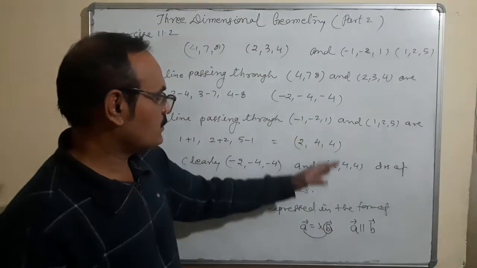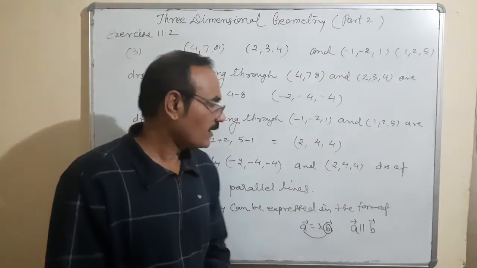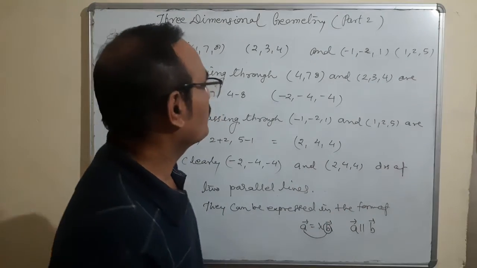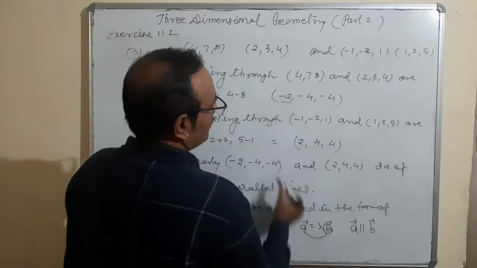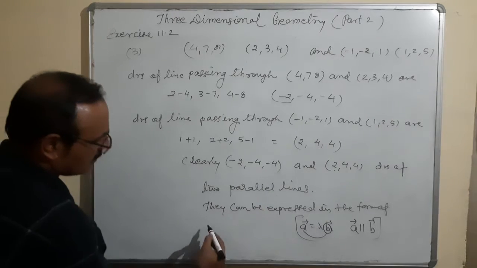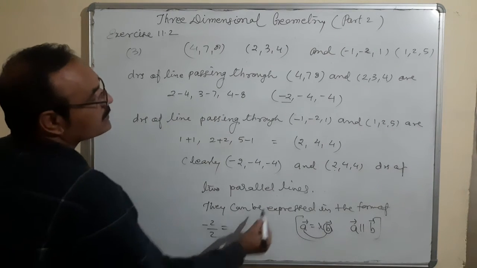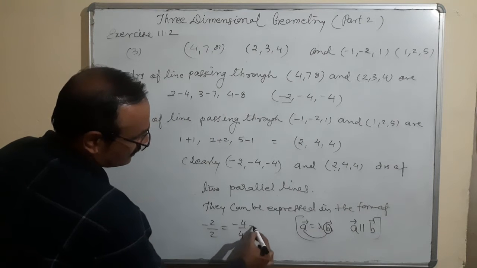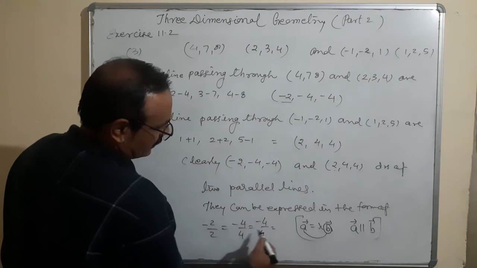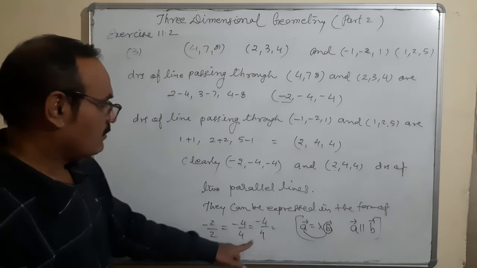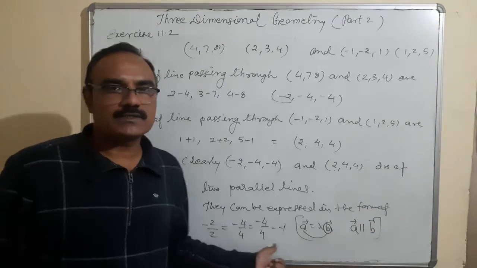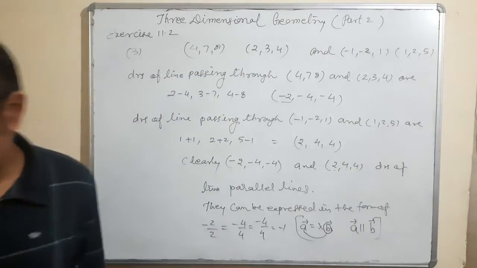Got it? A is the first, B is the second, right? Or the condition I told you, A1 upon A2, B1 upon B2 and C1 upon C2, like this. -2 upon 2 can be expressed in the form of, rather than writing this, you can write like this. -2 upon 2 is equal to -4 upon 4 is equal to -4 upon 4. And all the terms are same, -1, -1, -1. So that means they can be expressed in the form of this. Therefore, they are parallel. Got it?